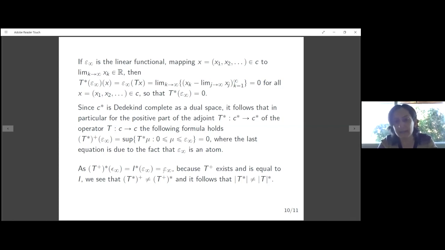So we have that this T star plus is not T plus star; the positive part of the adjoint is not the adjoint of the positive part. And from this, it can be implied that the modulus of the adjoint is not the adjoint of the modulus. So we have every piece of information to complete the proof of the theorem.